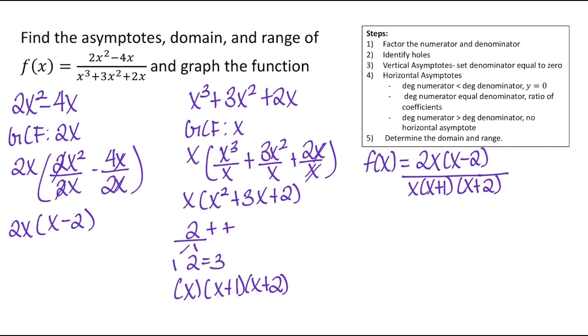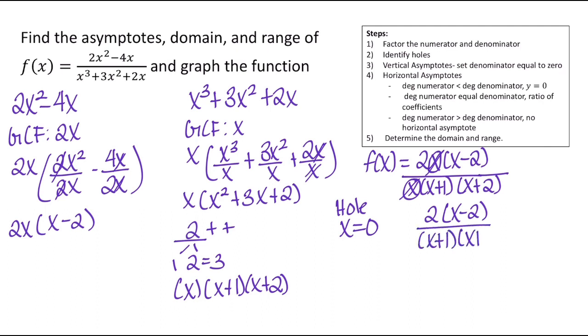Now if we look at this, notice that we have that common factor of x. I'm going to pull that common factor out and set it equal to 0. That tells me x equals 0. So I have a hole where x equals 0. I need to now figure out the y coordinate. To do that, I'm going to plug into the simplified function that I get when I cancel this common factor. So I have 2 times x minus 2 over x plus 1 times x plus 2.